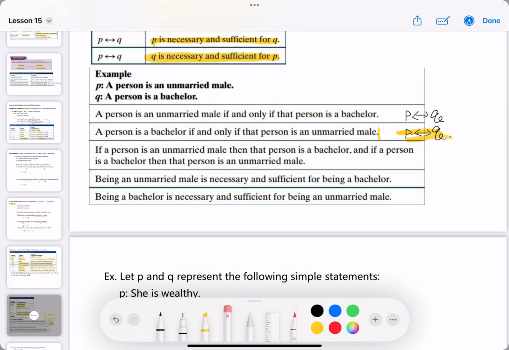If we have the same meaning. If a person is a married male, then that person is a bachelor. If a person is a bachelor, then that person is a married male. This is also P if and only if Q. Next sentence, being a married male is necessary and sufficient for being a bachelor. P if and only if Q. Last sentence, being a bachelor is necessary and sufficient for being a married male. P if and only if Q.